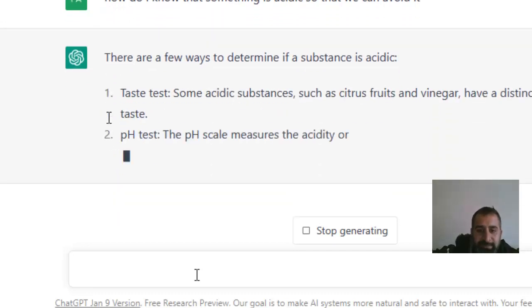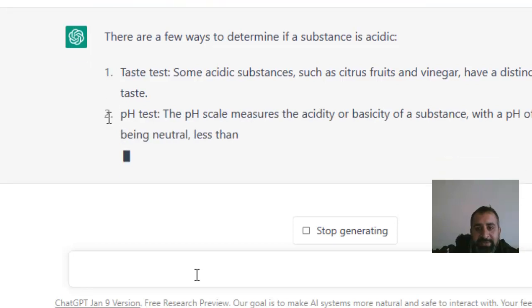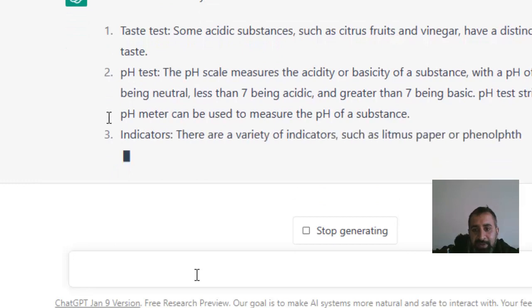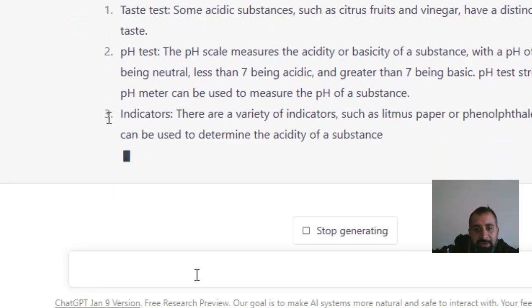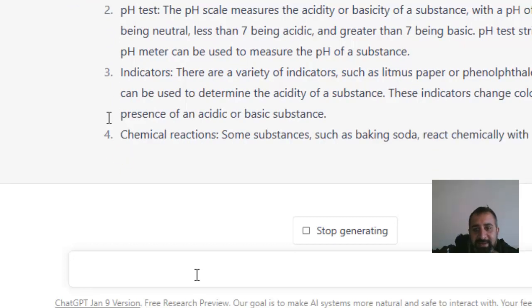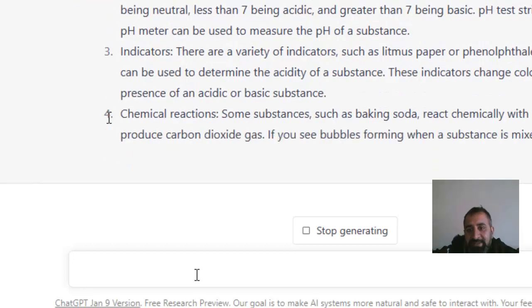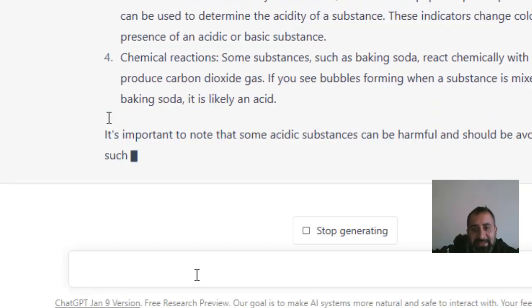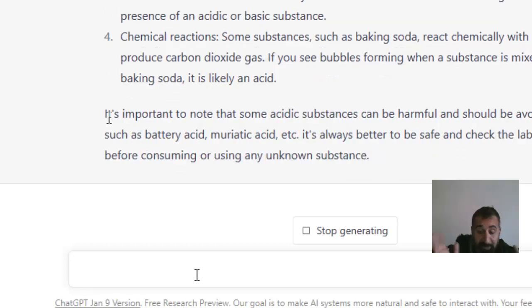There are a few ways to determine if a substance is acidic. Taste test: some acidic substances such as citrus fruit and vinegar have a distinct sour taste. pH test: the pH scale measures the acidity or basicity of a substance, with a pH of 7 being neutral, less than 7 being acidic, and greater than 7 being basic. So you can find all possible solutions. Even from these solutions you can extract your important information. Kindly read.